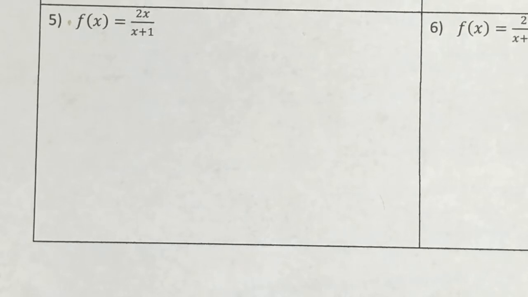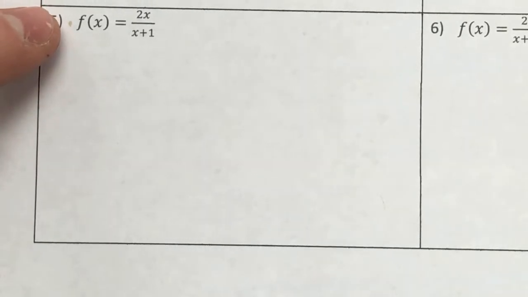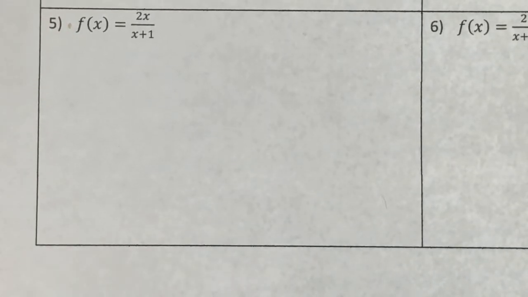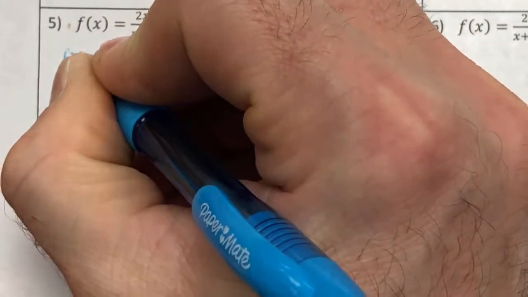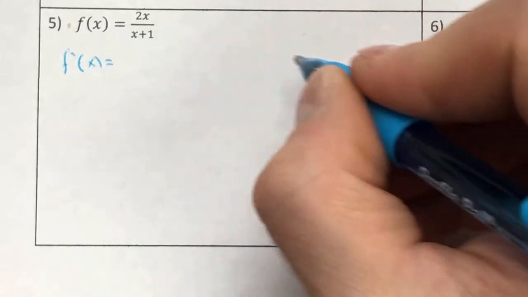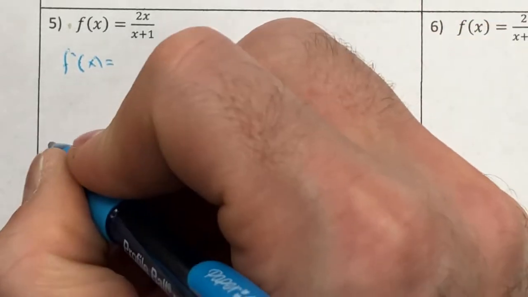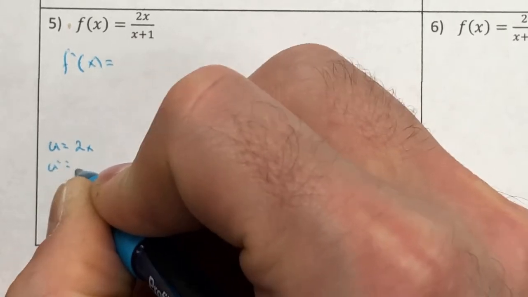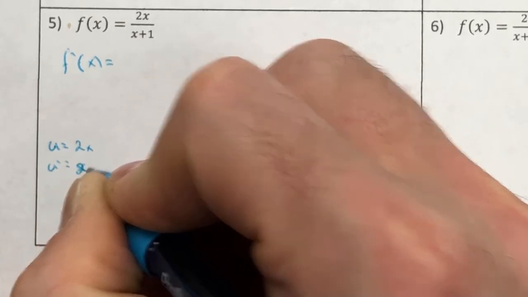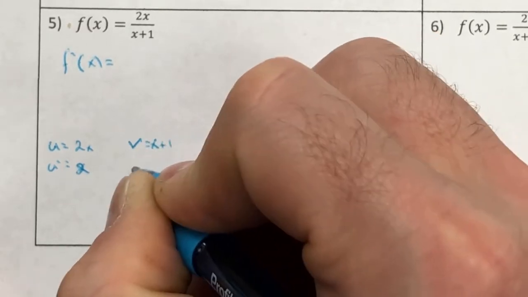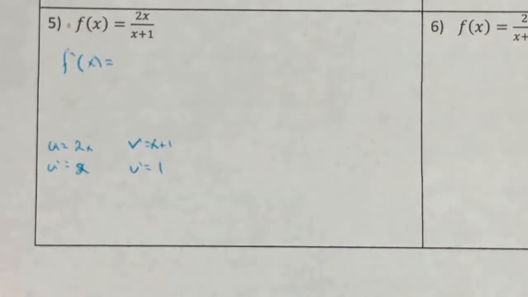Okay, so now that you've had a shot to try it out, let's go ahead and give this a shot. Now, with this function, we're going to have to calculate the first derivative using a quotient rule. Not bad. I'll write out: if u is 2x, u prime is 2. V is x plus 1, which means v prime is 1.